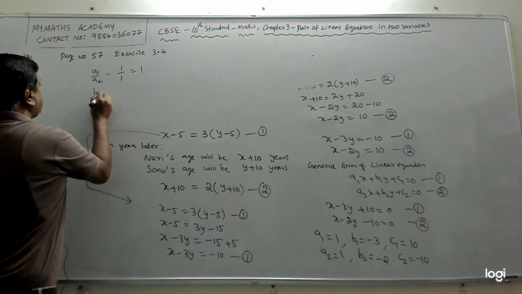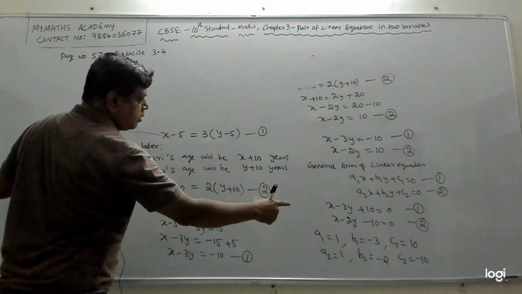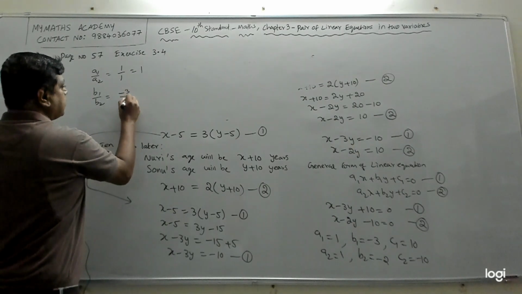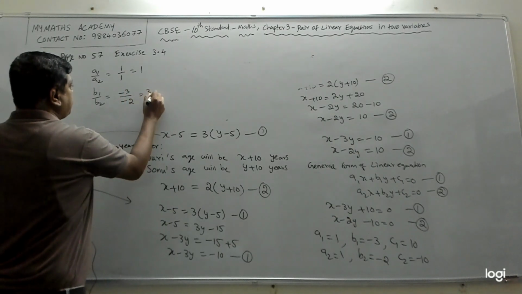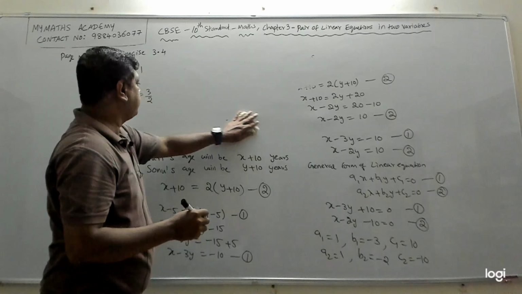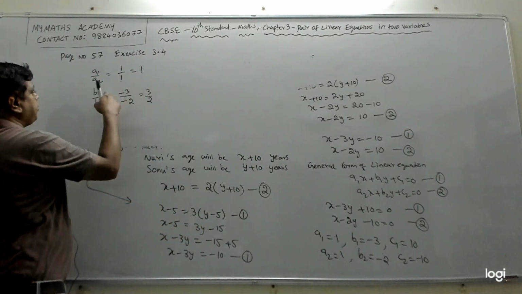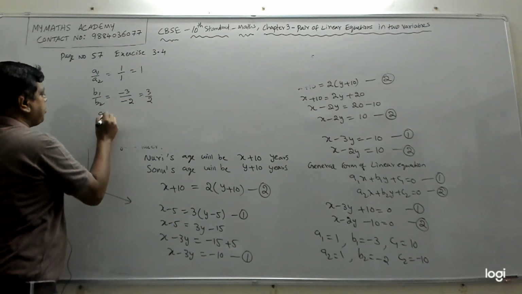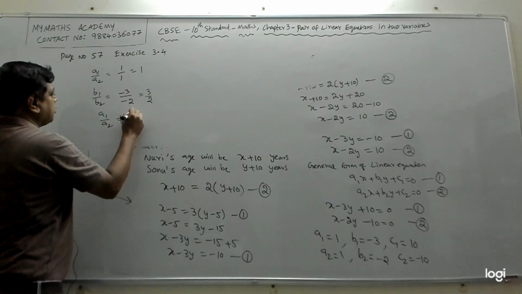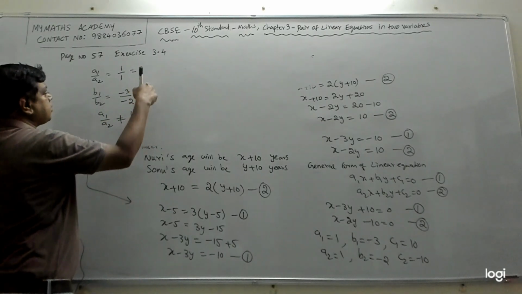Now what is B1 by B2? Minus 3 by minus 2. That is equal to 3 by 2. Now what do we observe? We observe that A1 by A2 is 1, B1 by B2 is 3 by 2, which means A1 by A2 is not equal to B1 by B2. They are not equal. This is 1, this is 3 by 2.